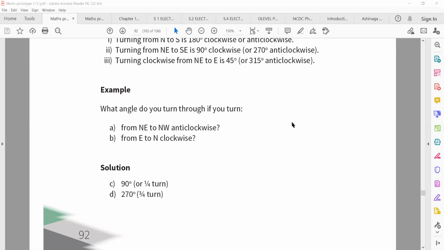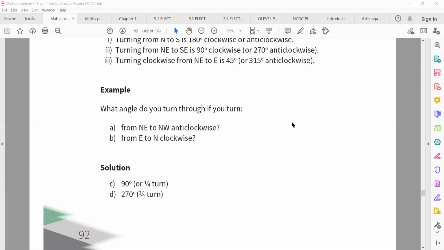Okay, I see many hands up. Can we hear from Charity? When we are turning anti-clockwise from northeast to southeast, you turn an angle of 270 degrees. And then when we are turning clockwise, we turn. Okay, that is good, thank you.